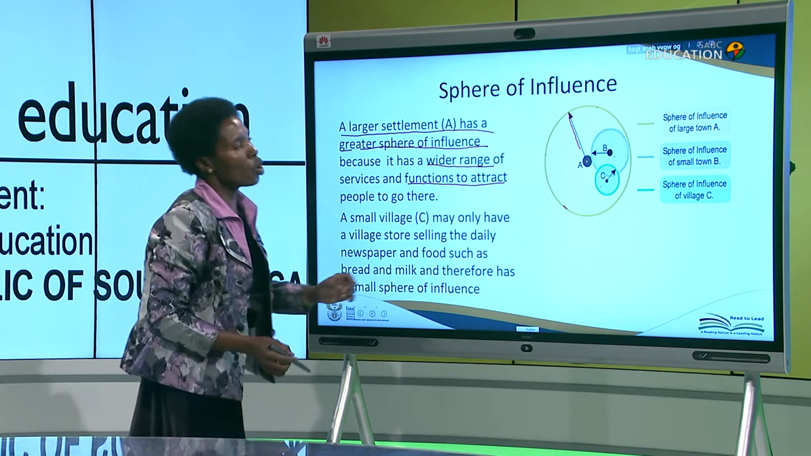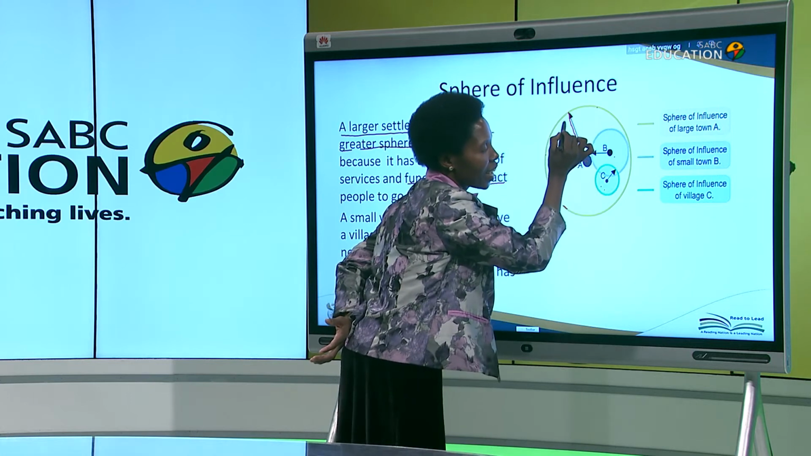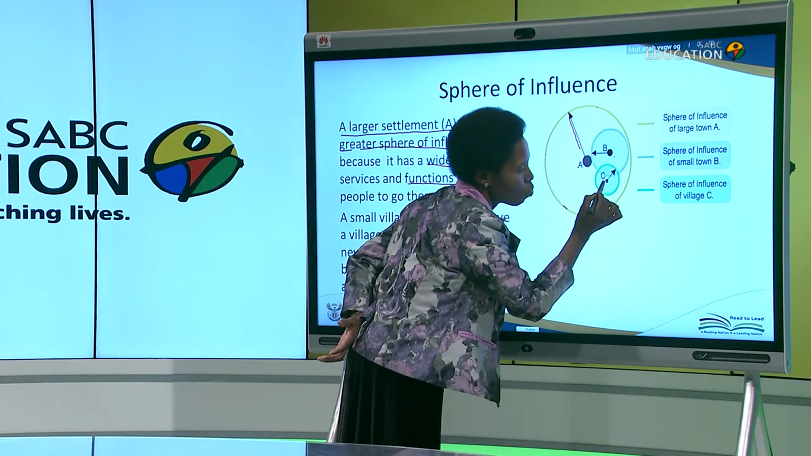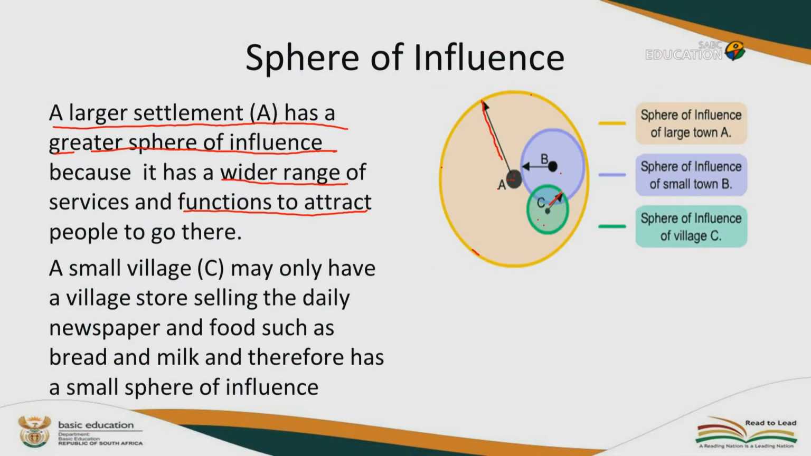Okay, but when we look at C, C does not have a wider range like A, but it's having what? A small range, and then it does have what? Small sphere of influence. That is why we said a small village C has only a village store selling what? A daily newspaper, foods such as what? Bread or milk. Therefore, it will have what? A small sphere of influence.